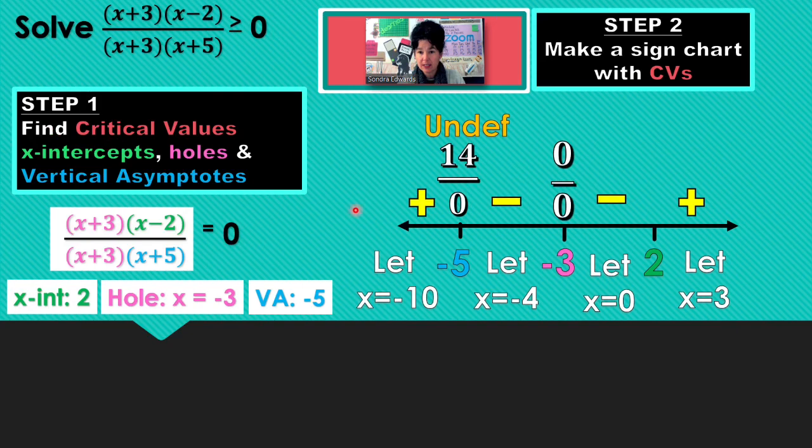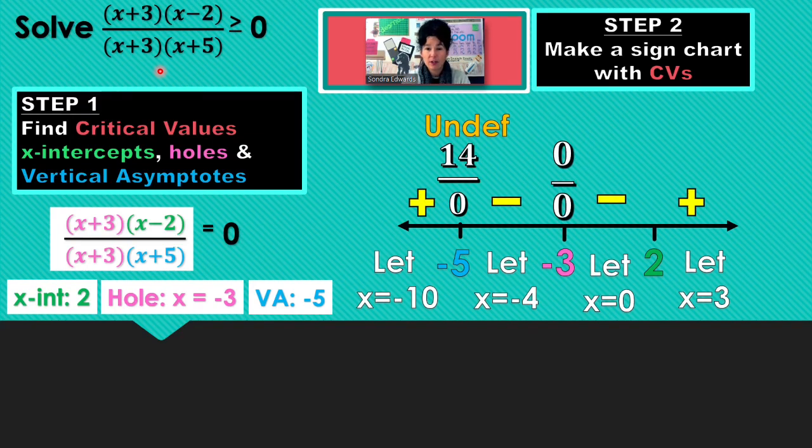Okay, 0 divided by 0 is actually undefined. And if you were to substitute -3 in here in your calculator, and you did -3 plus 3 times -3 minus 2 all over -3 plus 3 times -3 plus 5 and hit enter, it's going to say error. Or if you go to Desmos and you use this expression here and you use the table and you substitute in -3, it's going to say error or undefined.